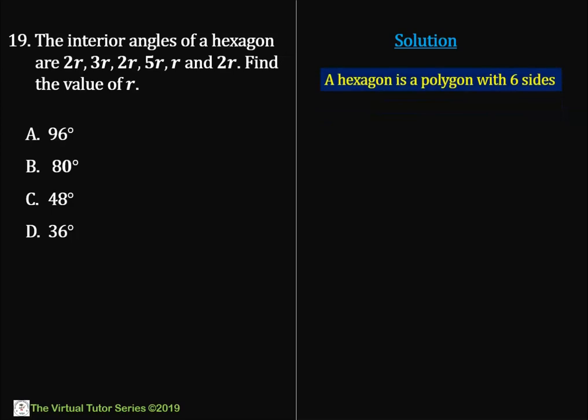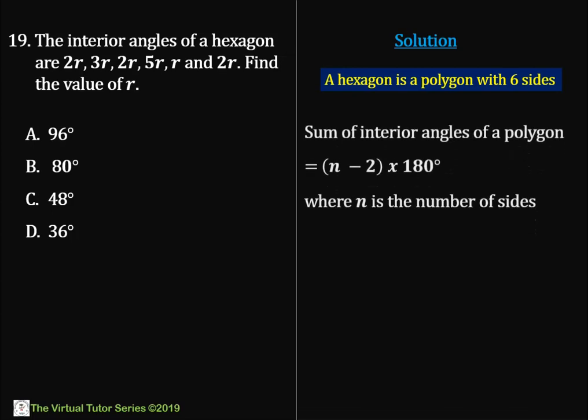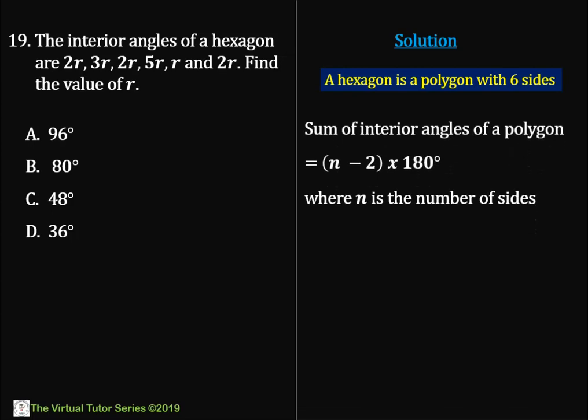The sum of the interior angles of a polygon is given by the formula (n minus 2) times 180 degrees, where n is the number of sides of the polygon. This implies that 2R plus 3R plus 2R plus 5R plus R plus 2R is equal to (6 minus 2) times 180 degrees.